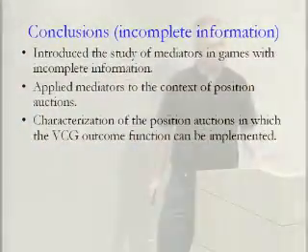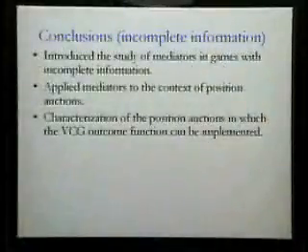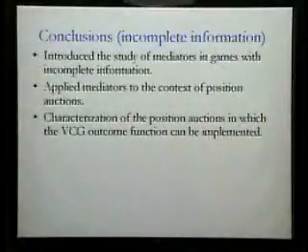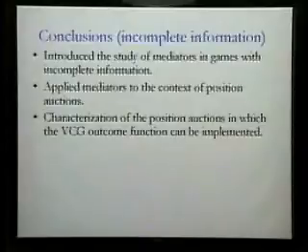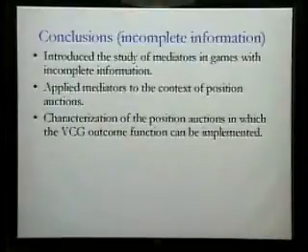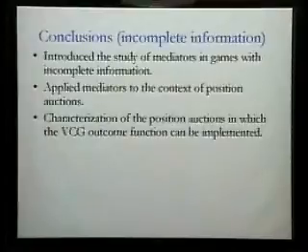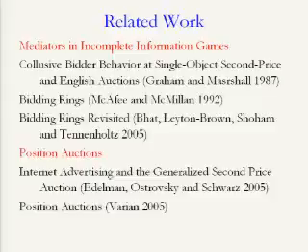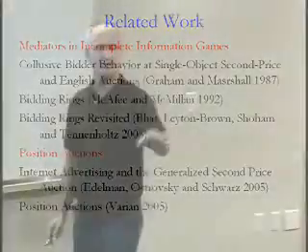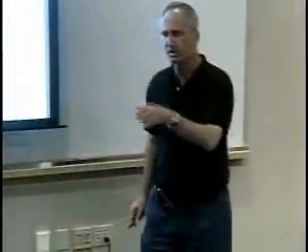I'll put some conclusions on that. This part was very, very brief. We introduced the study of mediators with incomplete information, applied mediators to the context of position auctions, and characterized the position auctions in which the VCG outcome function can be implemented. Some references: in fact, the only references that exist for all of these types of work on mediators. In complete information, there are almost none. We need to go to 59, to Aumann.